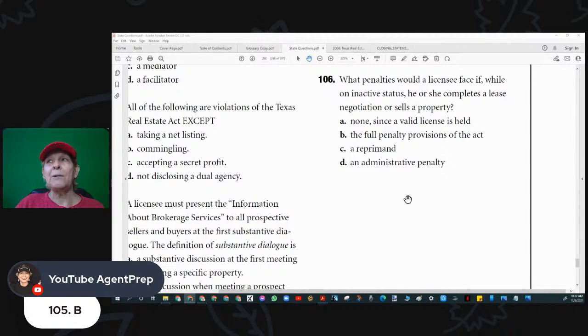Number 106, what penalties would a licensee face if, while on inactive status, he or she completes a lease negotiation or sells the property? What did we just talk about, inactive? What can you not do? Talk about real estate to anybody, try to represent them or collect any fees. A, none, since a valid license is held. B, the full penalty provisions of the Act. C, a reprimand. D, an administrative penalty.